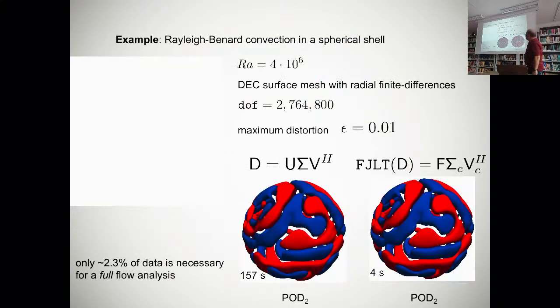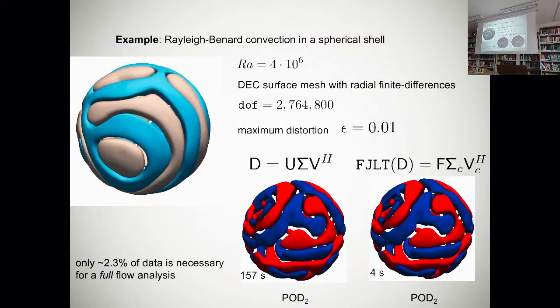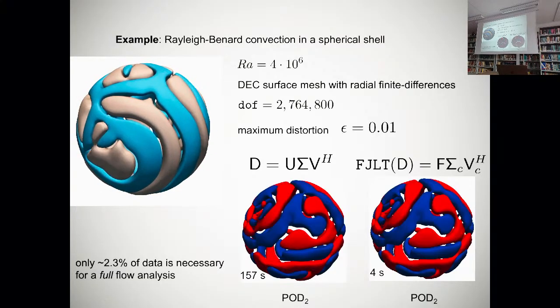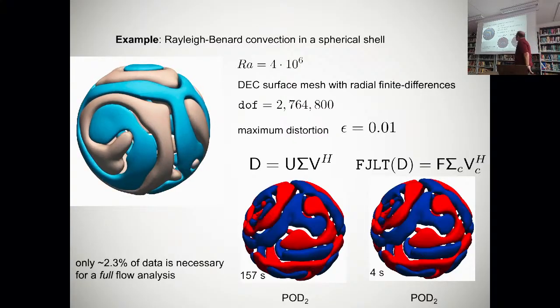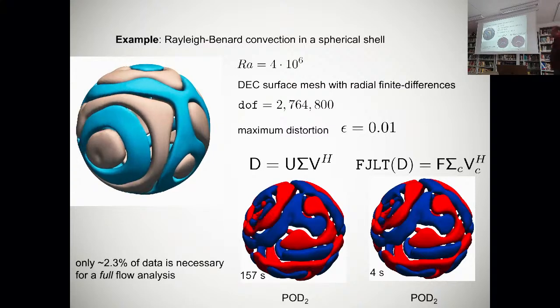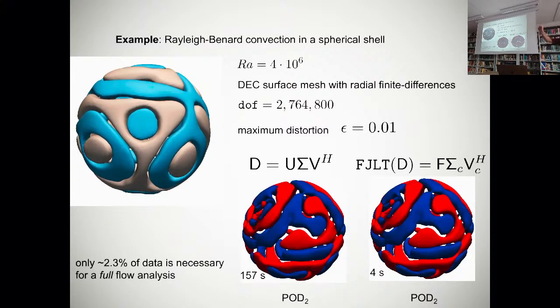So then we tried it out. This is Rayleigh-Benard convection in a spherical shell. This is done with another student from KAUST, Bhargav Mantravadi. So this is what the whole thing is: convection in a spherical shell, Rayleigh number 4 million, and we have 2.7 million degrees of freedom, and we're going to choose a distortion of less than 1%.